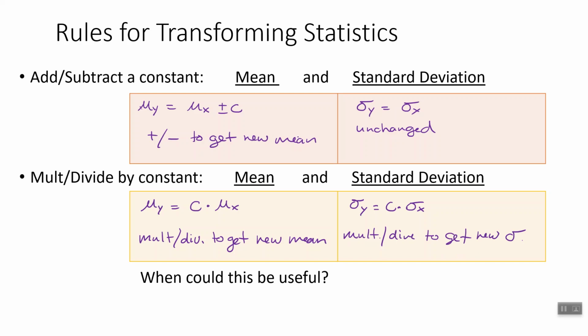All right, and we can put these rules together. So if we're adding and multiplying, then we add and multiply to get the new mean. We just do the multiplying to get the standard deviation, and we forget about the adding part. When could this be useful? All right, the most time that this comes up is unit conversions. So oftentimes scientists will work with one sort of unit and you'll want to switch to a different unit, and we just have a unit conversion formula which involves adding, subtracting, multiplying, and dividing to get you new units.